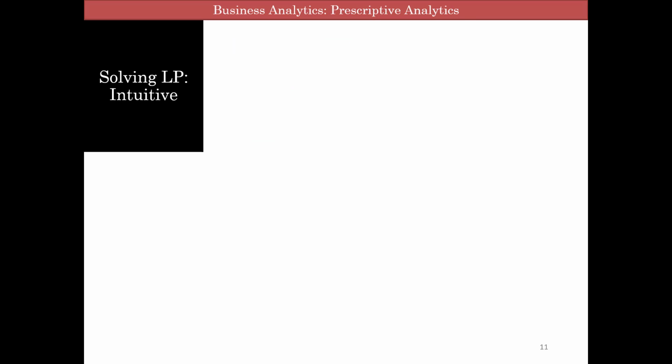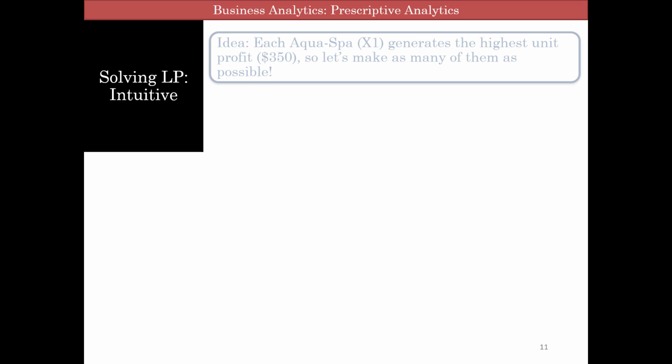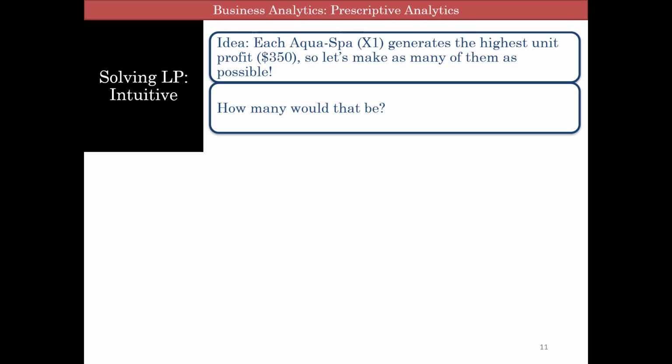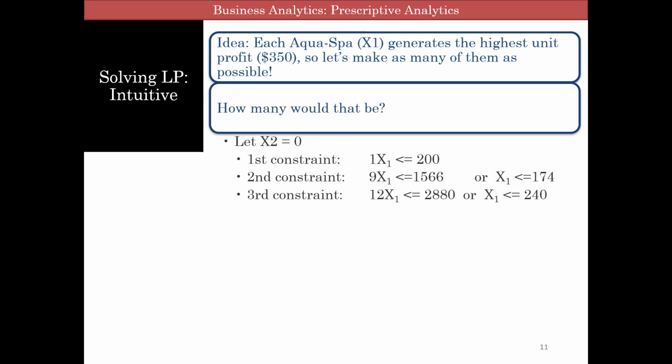So let's look at how we are going to solve this linear programming. First, the intuitive way, then I'm going to show you a graphical way, and then finally we'll do it in Excel. So the first kind of default idea is each aquaspa generates the highest profit. So let's forget about hydroluxes, just let's make aquaspas. So how many aquaspas would we produce if we didn't produce any hydroluxes? We essentially put x2 is equal to 0, right?